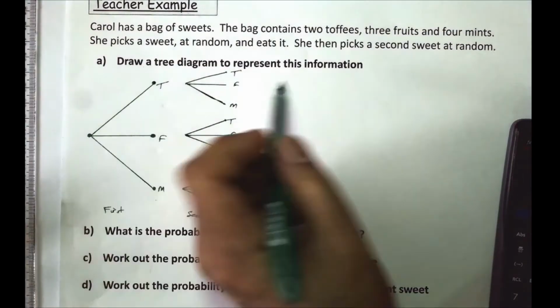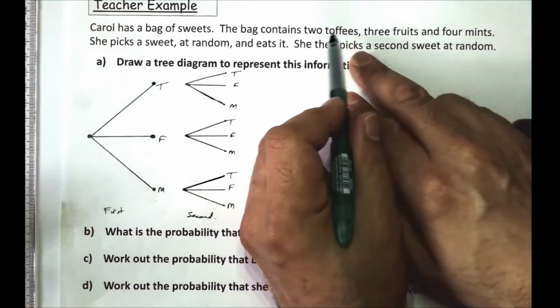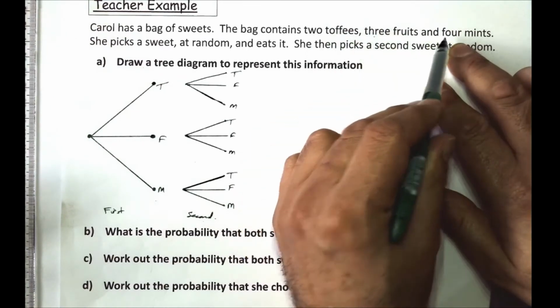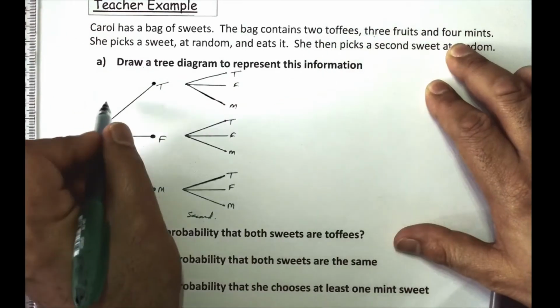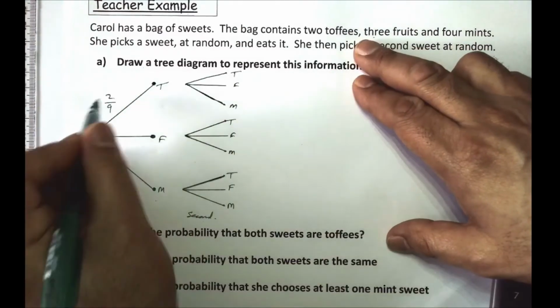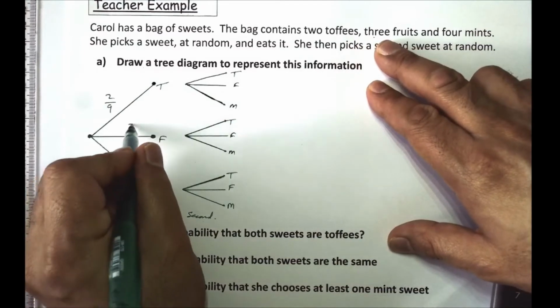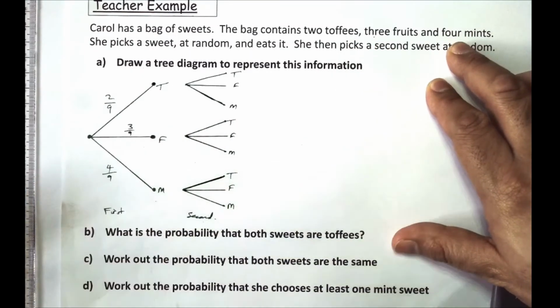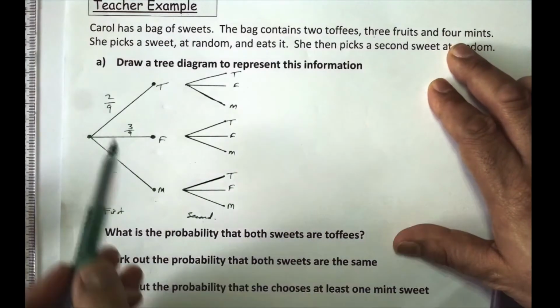And then for the probabilities, 2 plus 3 plus 4, so there's 4, 5, 6, 7, 8, 9. So for the first part, they're out of 9. So there's 2 toffees, so that's 2 out of 9. And 3 out of 9. And the mints, they're 4 out of 9. So that'll give me the probabilities for the first pick.